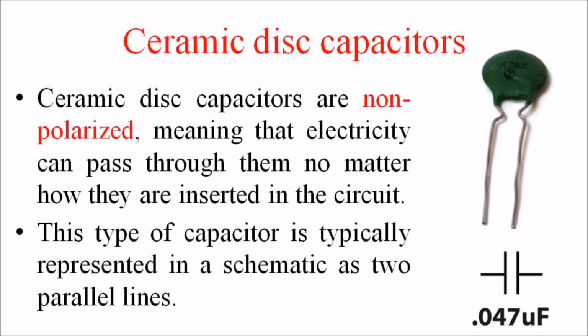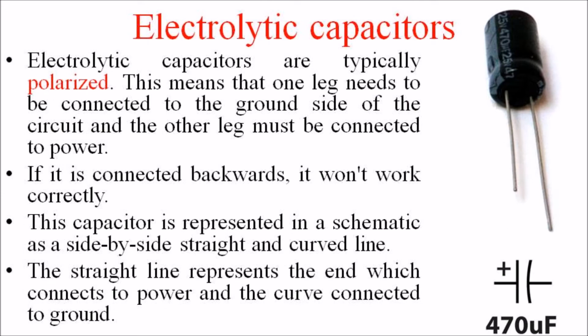These ceramic disc capacitors are non-polarized, which means that the electricity can pass through them no matter how they are inserted in the circuit. This type of capacitor is typically represented in a schematic diagram as 2 parallel lines with the numeric value of capacitance above or below those lines. So in these ceramic disc capacitors, the charge can pass through in any direction. They have no polarity, or they are not polarized. The next type of capacitor is electrolytic capacitors.